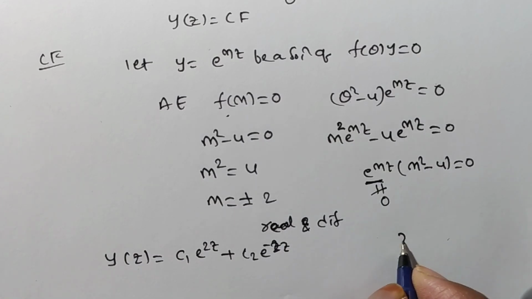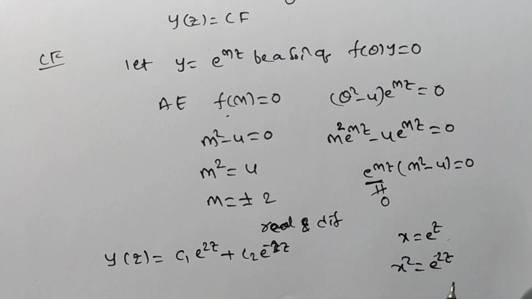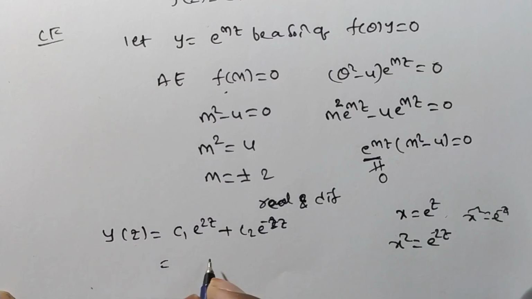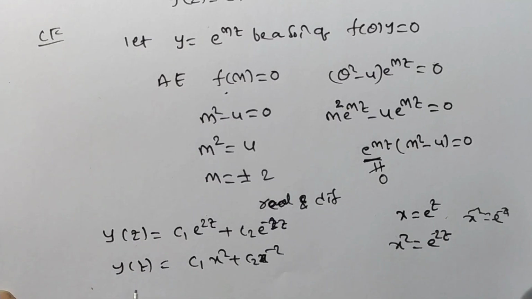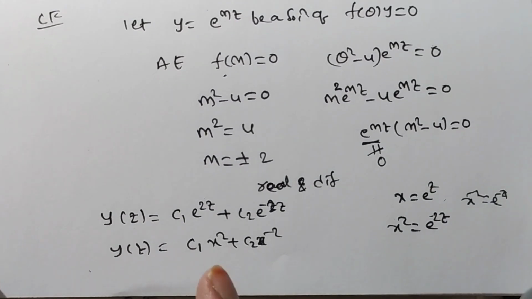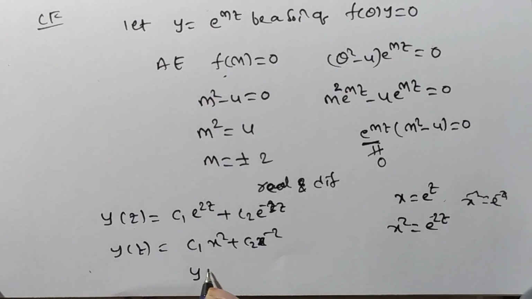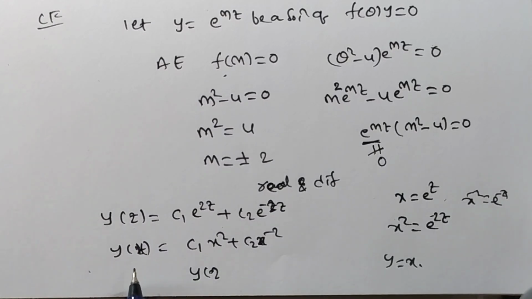Friends, you see what you have, x is equal to e to the power of z, then x square is equal to e to the power of 2z, x power minus 2 is e to the power of minus 2z. So you will have y of z is equal to c1 x square plus c2 x to the power of minus 2. This is the y of z value. So what is the final solution we have actually for f of theta into y is equal to 0? Y is in terms of what? X only. You see, this is a function of x, so I have written here y of x.